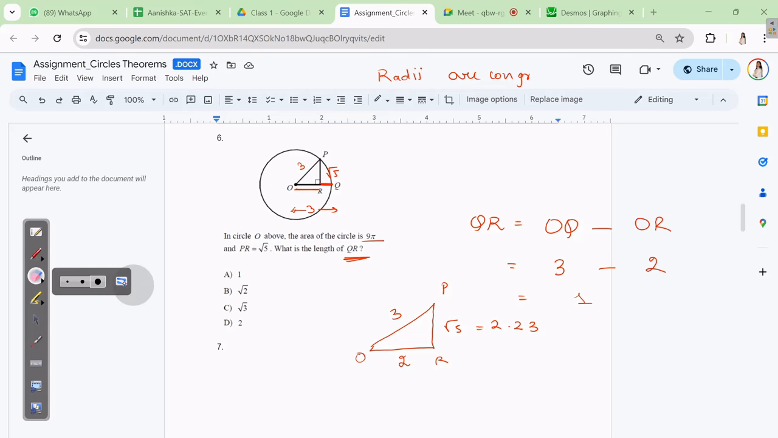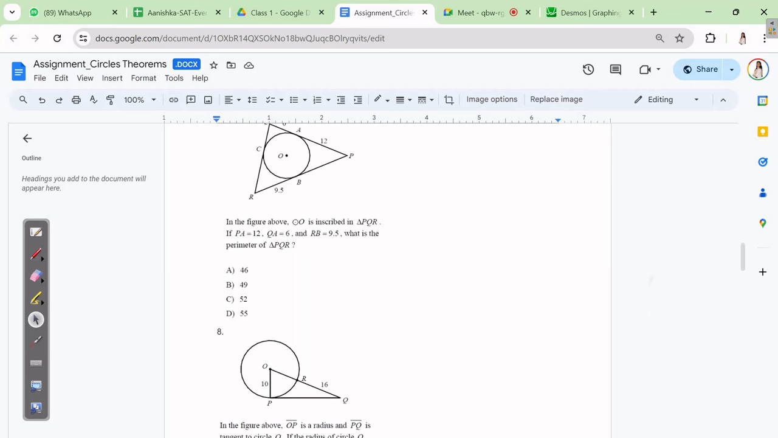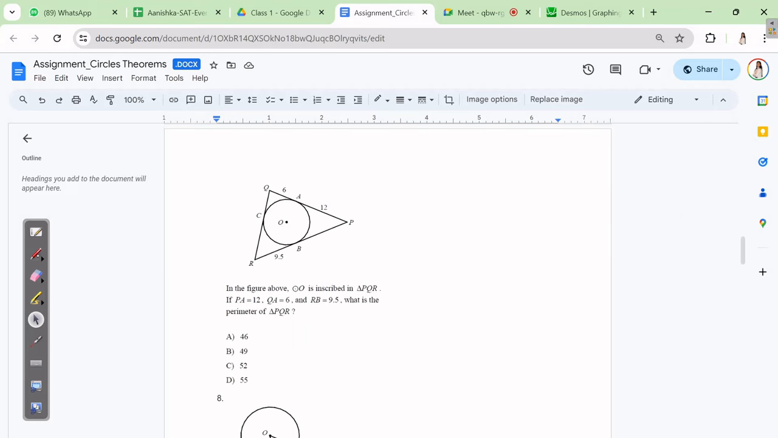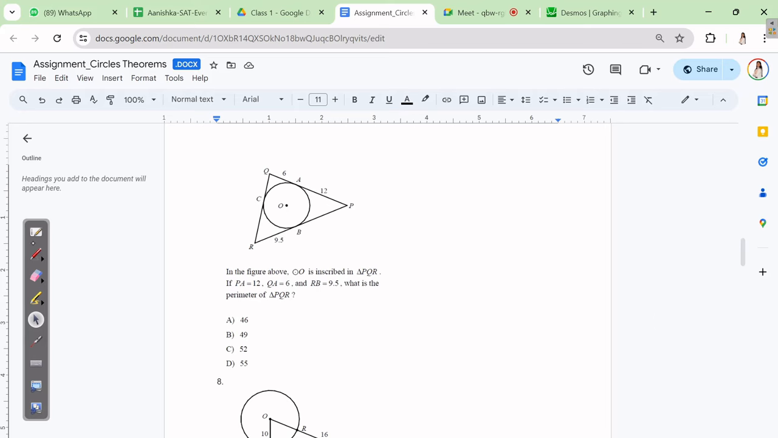Alright, so I'm removing everything. Number 7. I didn't know how to do 7. Okay, so we can do it right now. I got 63, I think something like that. Yeah, so we have to find out the perimeter of triangle PQR.